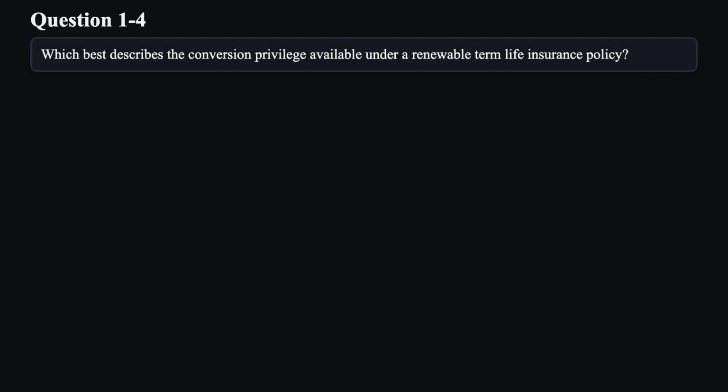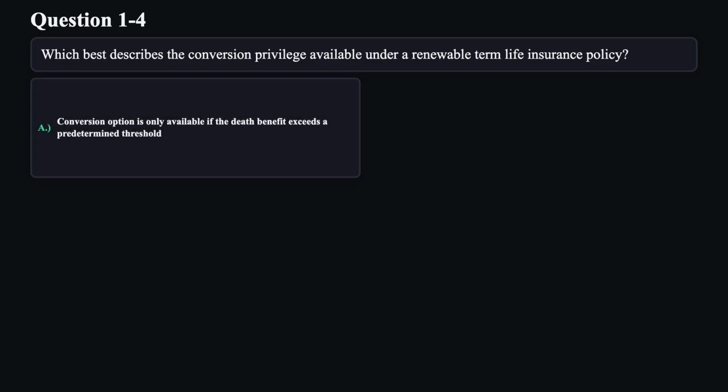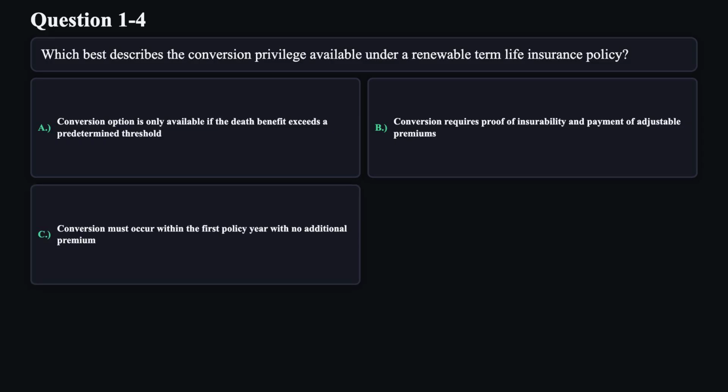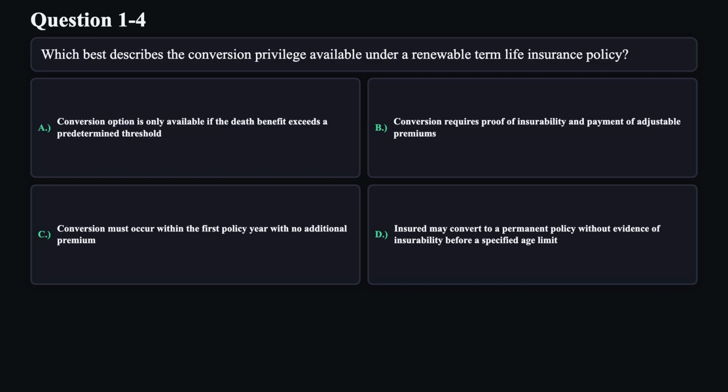Question 4. Which best describes the conversion privilege available under a renewable term life insurance policy? A. Conversion option is only available if the death benefit exceeds a predetermined threshold. B. Conversion requires proof of insurability and payment of adjustable premiums. C. Conversion must occur within the first policy year with no additional premium. D. Insured may convert to a permanent policy without evidence of insurability before a specified age limit.